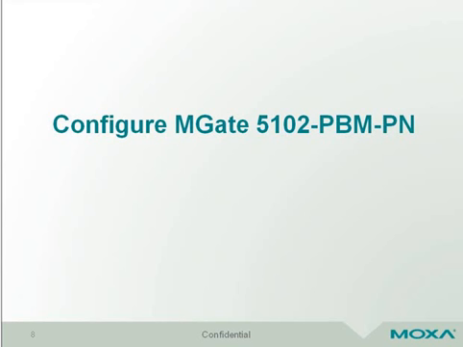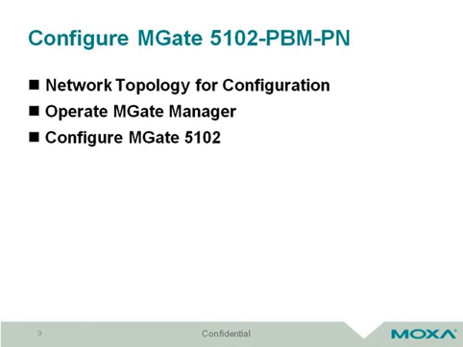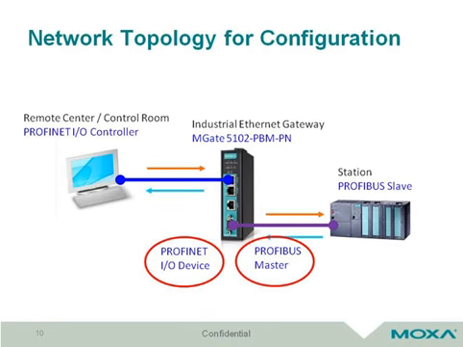For the next part, we will show you how to configure the product. We will start from the network topology, then operate MGate Manager, and configure 5102. For the product use, there will be a PROFINET I/O controller at the remote site, which will connect to MGate 5102 as a PROFINET I/O device. At the remote site, there will be a PROFIBUS slave that MGate 5102 as a PROFIBUS master will connect to. In short, MGate will be a PROFINET I/O device and the PROFIBUS master at each site.